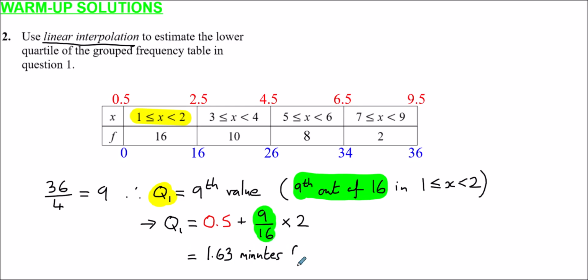After all, it is an estimate, so it might seem quite peculiar to give your final answer rounded to lots of decimal places. But anyhow, that's our final estimate. The lower quartile would be about 1.63 minutes, or if you wanted to be exact in your estimate, 1.625.